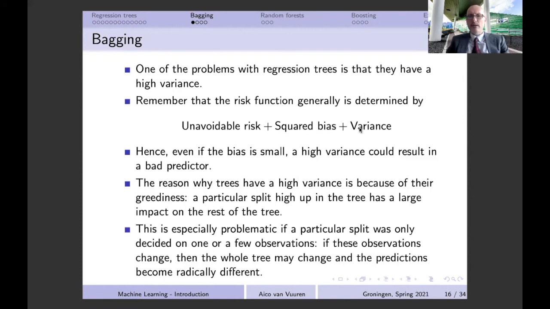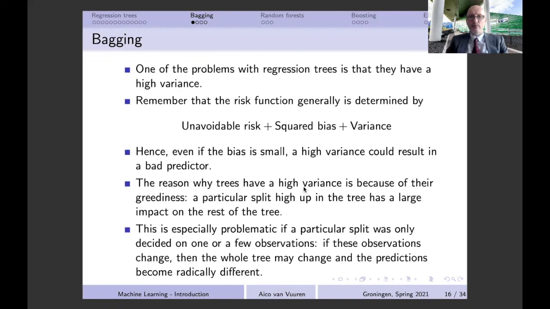Well, now you should realize that the squared bias, or the bias in general, with respect to regression trees is not such a big problem. You could actually see regression trees as a local method, so generally in local methods, the bias is not such a big problem. But the variance is problematic in regression trees. And the reason why trees have a high variance is because of the greediness.